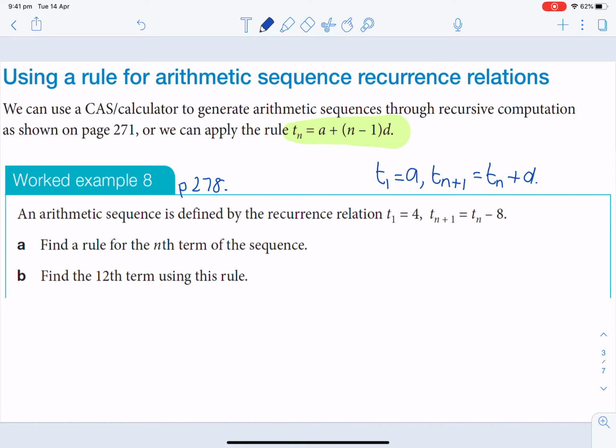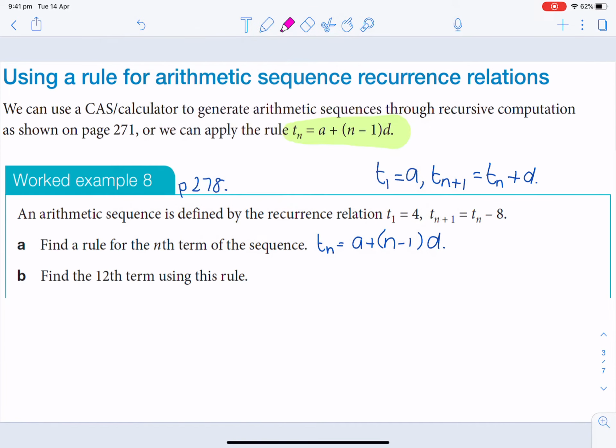So a little bit of rearranging, a little bit of expanding a bracket, nothing you haven't seen in previous years of maths. So I'll take the formula above, T of n equals A plus n minus 1 D.